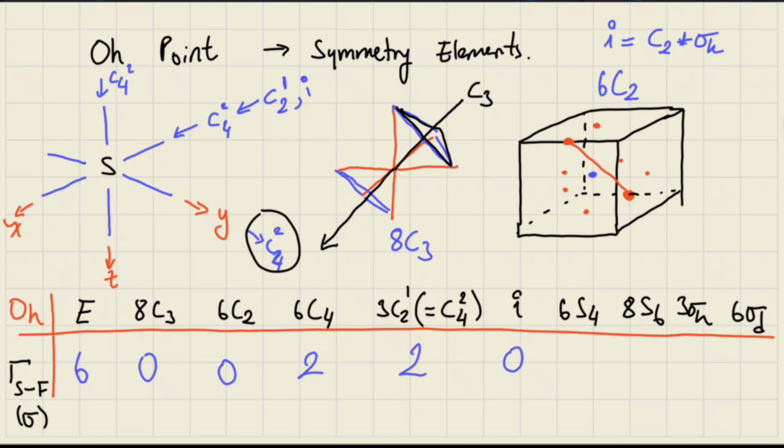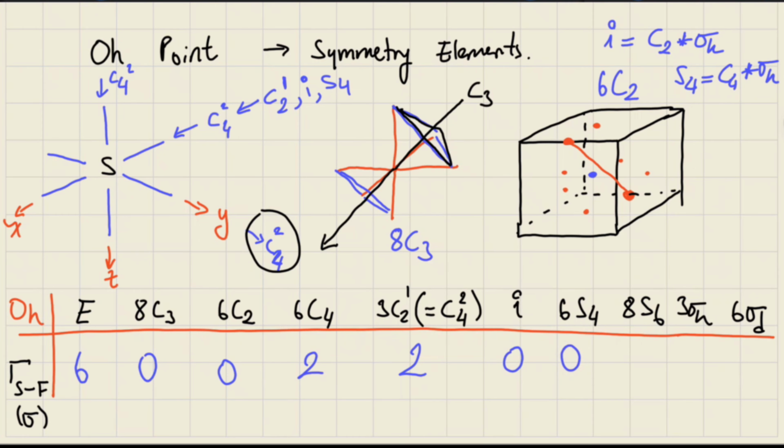S4 is from this position again, since you can rotate it 90 degrees and apply the sigma h. So S4 equals C4 times sigma h, as you know. So it is again 0.